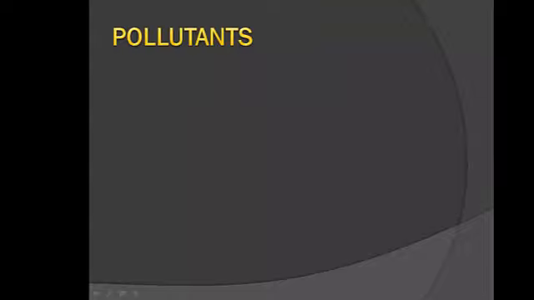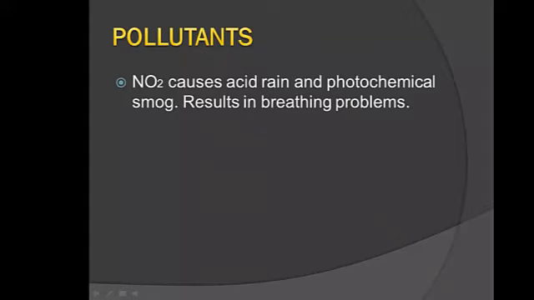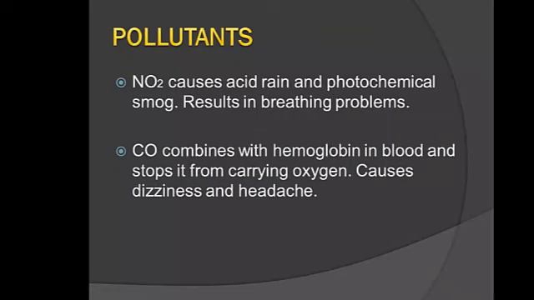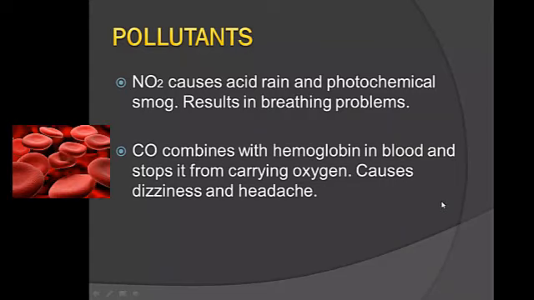The damages caused by these pollutants are very severe. Nitrogen dioxide causes acid rain and combines with gases in very hot weather to cause photochemical fog. This fog causes serious breathing problems. Carbon monoxide, as explained before, is a much more dangerous gas as compared to carbon dioxide. It combines with hemoglobin in the blood and stops it from carrying oxygen.